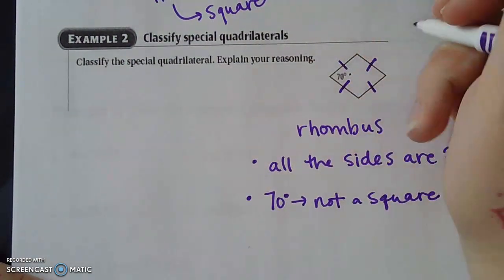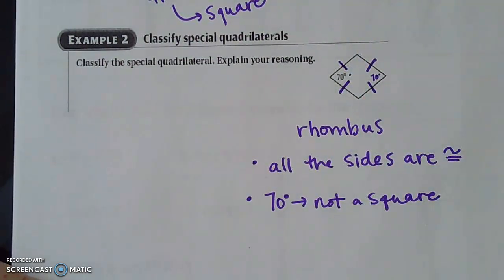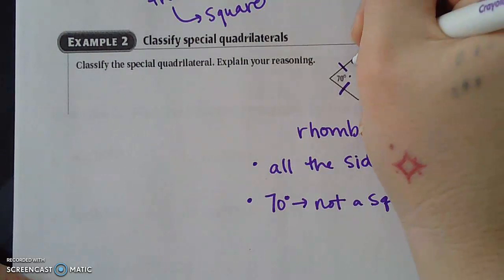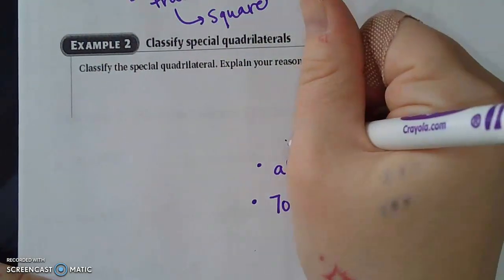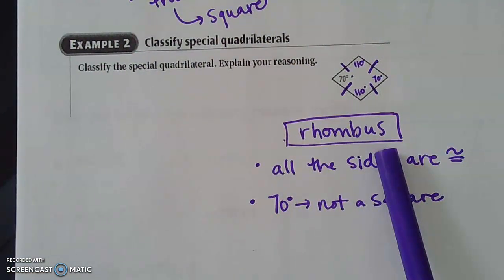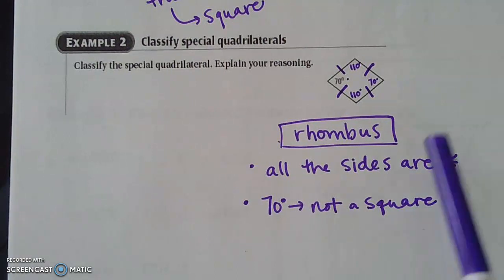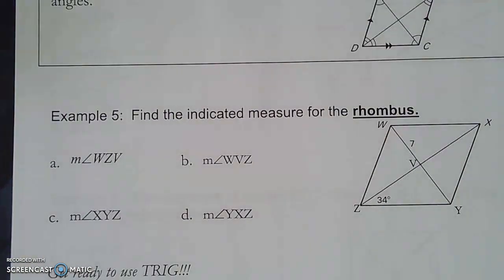And if I wanted to break it down further to get all these angles, I know the angle across opposite would be 70, and then these angles would each be 110. But that's not really what the question was asking for. I just know it's a rhombus because all the sides are congruent, but the angles were not 90. Flip the page.